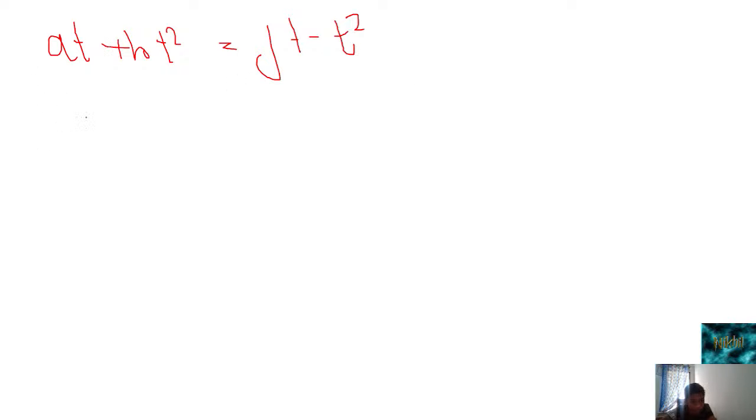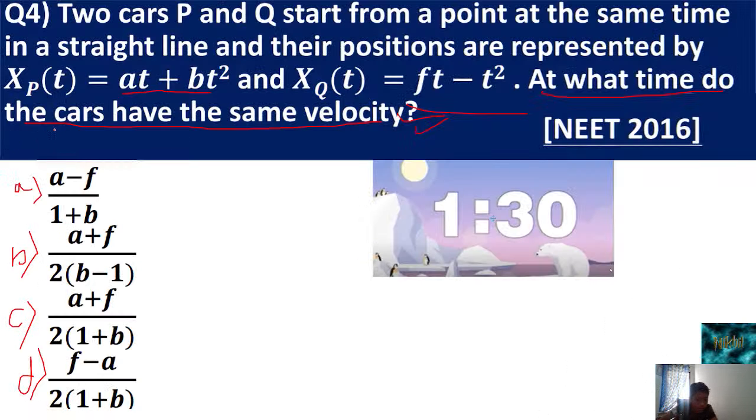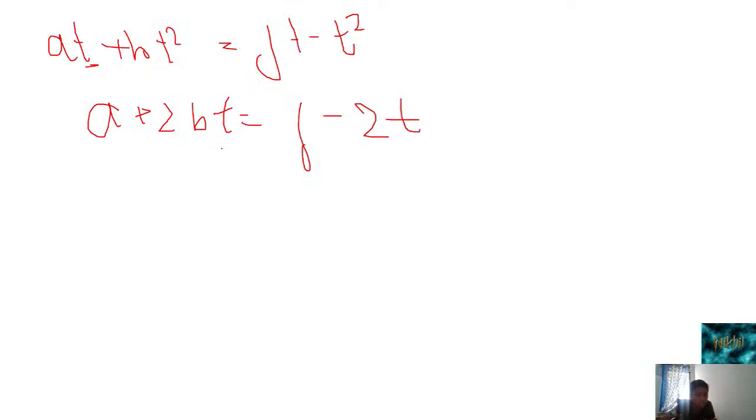If differentiation is done, it will be a plus 2bt is equal to f minus 2t. Is it 2t? Sorry, 2bt is there. Now 2bt or ft, I'm not sure. It is 2bt, I think, yeah, 2bt. So now a plus 2bt. You can take this as a minus f.